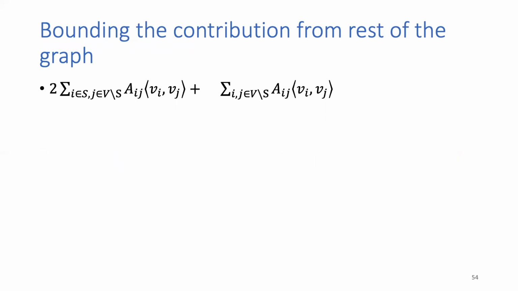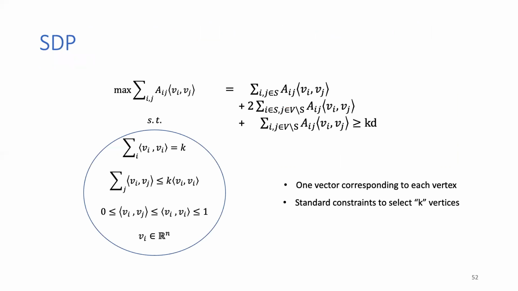So the idea is to bound the contribution from the subgraphs from the random part of the graph. You recall that the objective was a sum of three parts and has a lower bound. The first sum, which is summation a_ij v_i dot v_j over i, j in S, only depends on the vectors of S. And if we bound the second and the third term somehow, we can get some information about the first term.